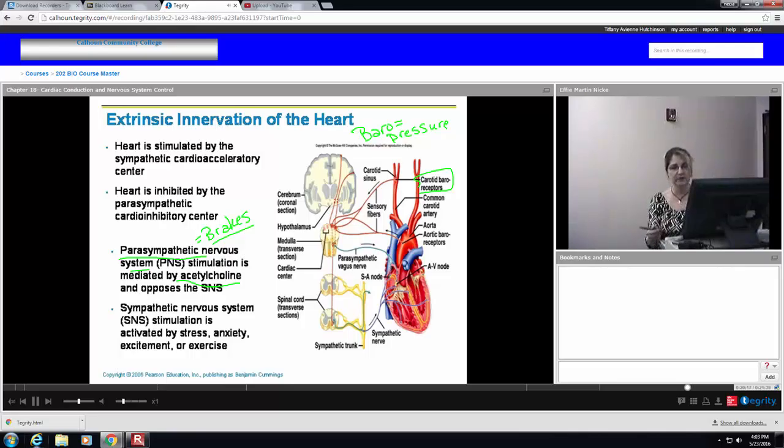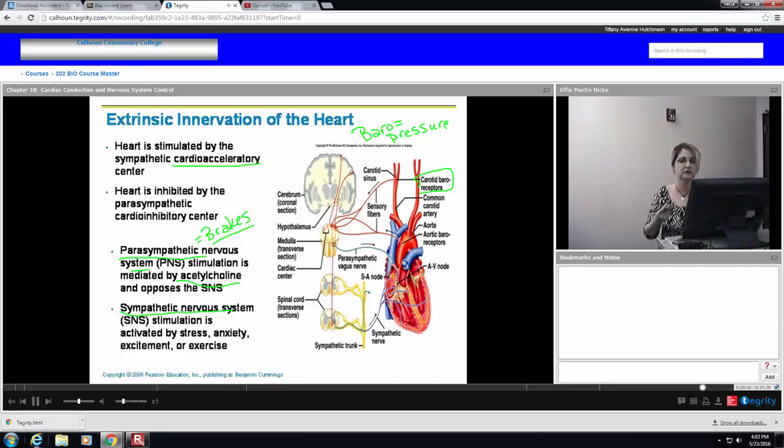Now, on the other side of that, when the sympathetic nervous system is activated, it's like releasing that brake, taking that brake off and pressing the accelerator. So the sympathetic nervous system is the cardioacceleratory center. And these sympathetic nerve fibers are going to stimulate the pacemaker, or the sinoatrial node, to fire more rapidly, and by doing so, that is in effect going to increase the heart rate.